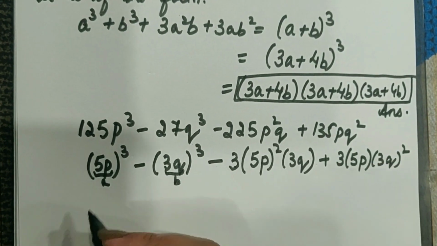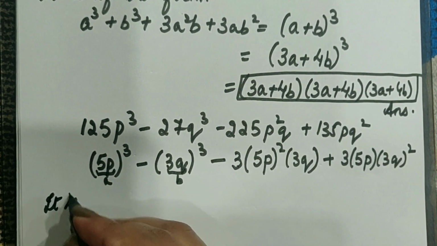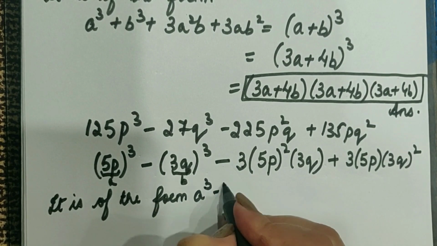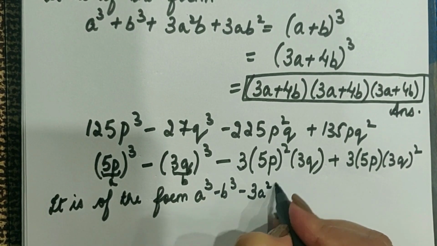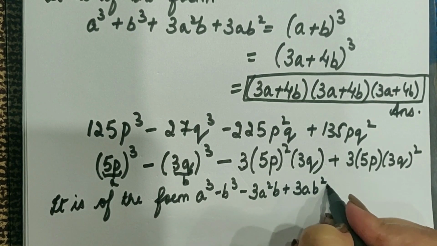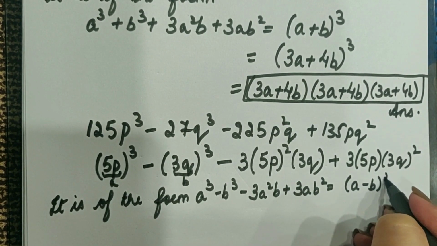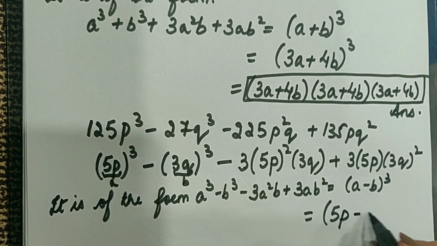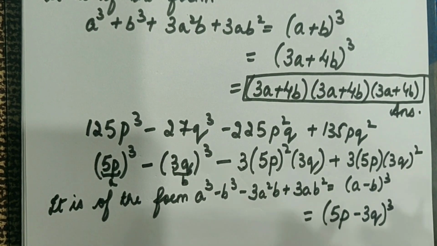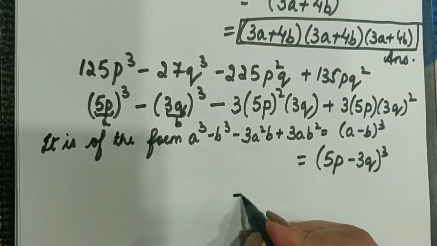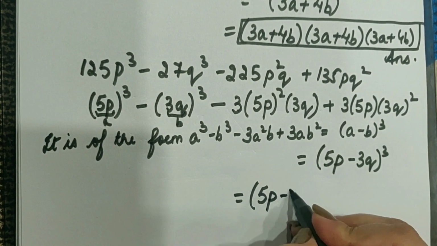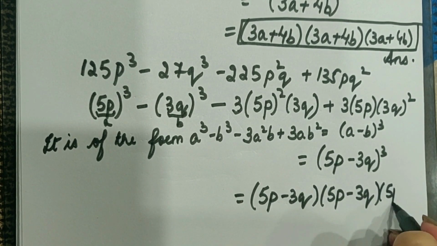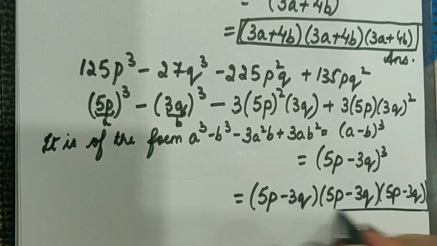So it is of the form a^3 − b^3 − 3a^2b + 3ab^2, which is equal to (a−b)^3. That means (5p − 3q)^3. Since we have to factorize this, write it thrice. This is the answer.